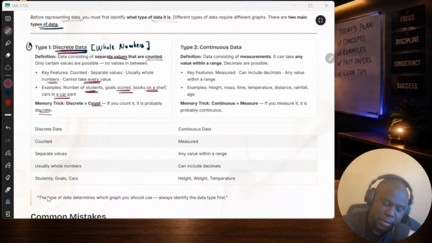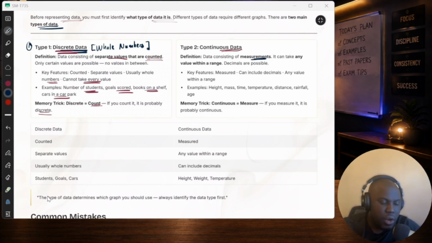Then the second type of data is called continuous data. Students, the second type is called continuous, and this is for measured things. So for measurements, not for things that you count. When you measure the mass, when you measure the distance traveled, when you measure the time, when you measure the temperature, when you measure the rainfall, things that you are measuring.